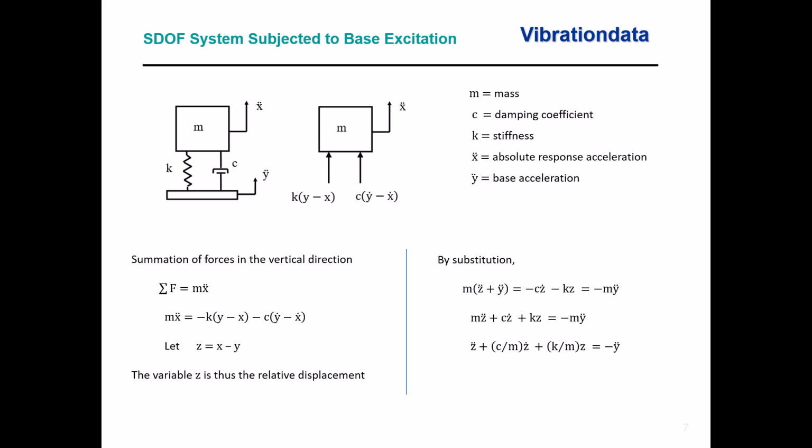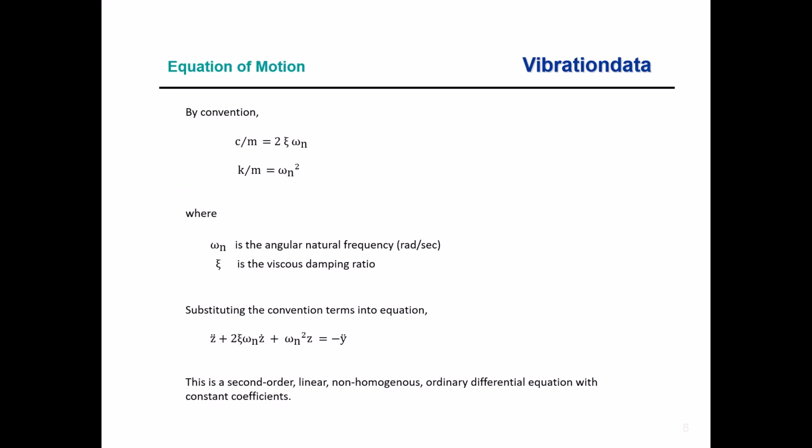So let's go through and divide through by mass for simplicity. Make it a little more neat and tidy. And then by convention, we're going to take the viscous damping coefficient C divided by the mass M, and that will be equal to 2 times the viscous damping ratio times the angular natural frequency. Stiffness K over mass M is equal to the angular natural frequency squared. So by substitution, we come up with this final form equation.